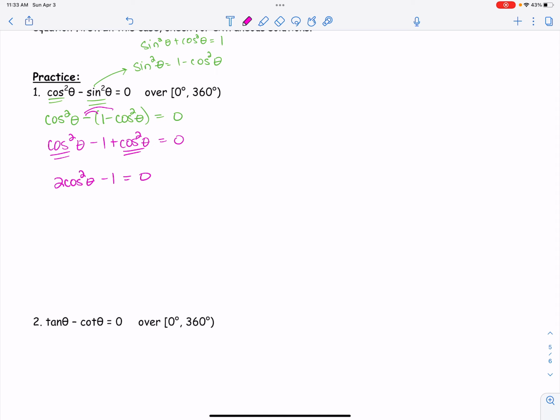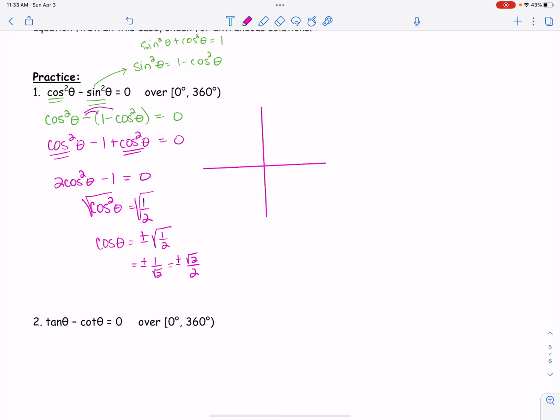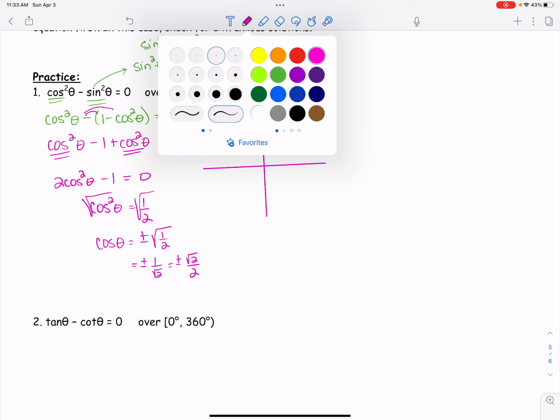Now I only have a single value of cosine squared. If I add 1 and divide by 2, I'm going to get 1/2. I'm going to square root both sides, and I get the cosine of theta is plus or minus the square root of 1/2. Be careful, the square root of 1/2 is not the same as 1/2. You're going to get plus or minus 1 over root 2, or in other words, root 2 over 2 after you rationalize. So I'm looking for positive and negative angles where cosine is root 2 over 2.